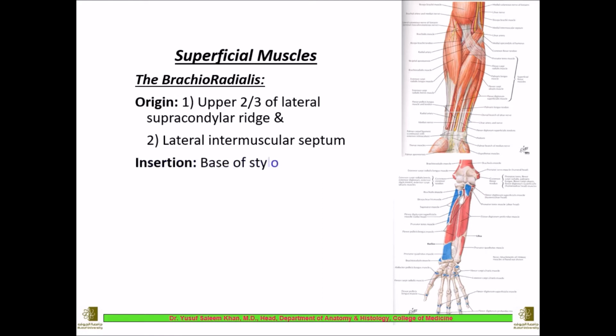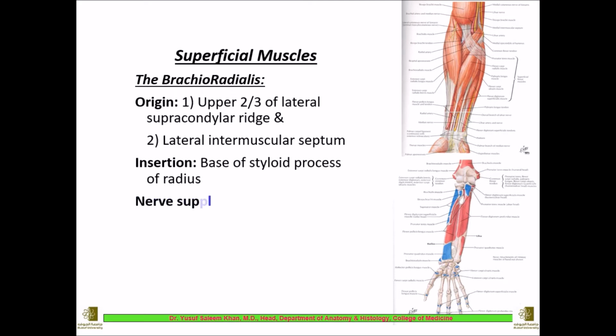So this is the origin of this muscle, and this muscle will run downwards. As I said, it enters the flexor compartment even though it belongs to the extensor compartment, and runs along the lateral side of the flexor compartment of the forearm, and then gets inserted to the base of the styloid process of the radius. So the radius here. This is the insertion of this muscle. This is the styloid process of the radius, and it gets inserted to its base.